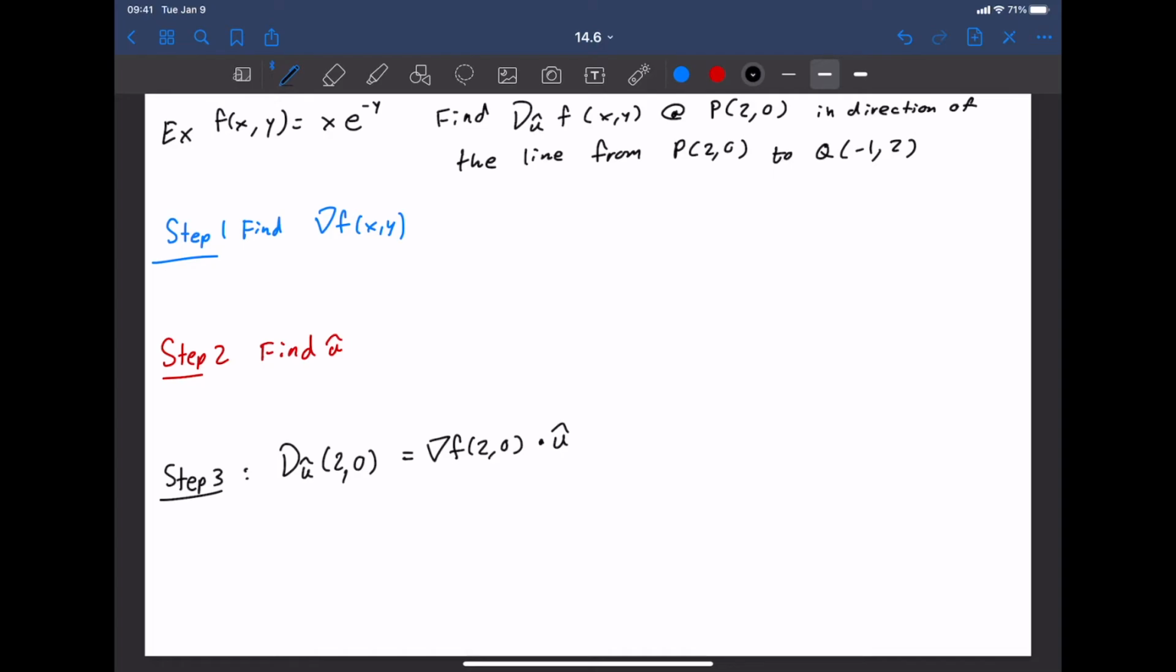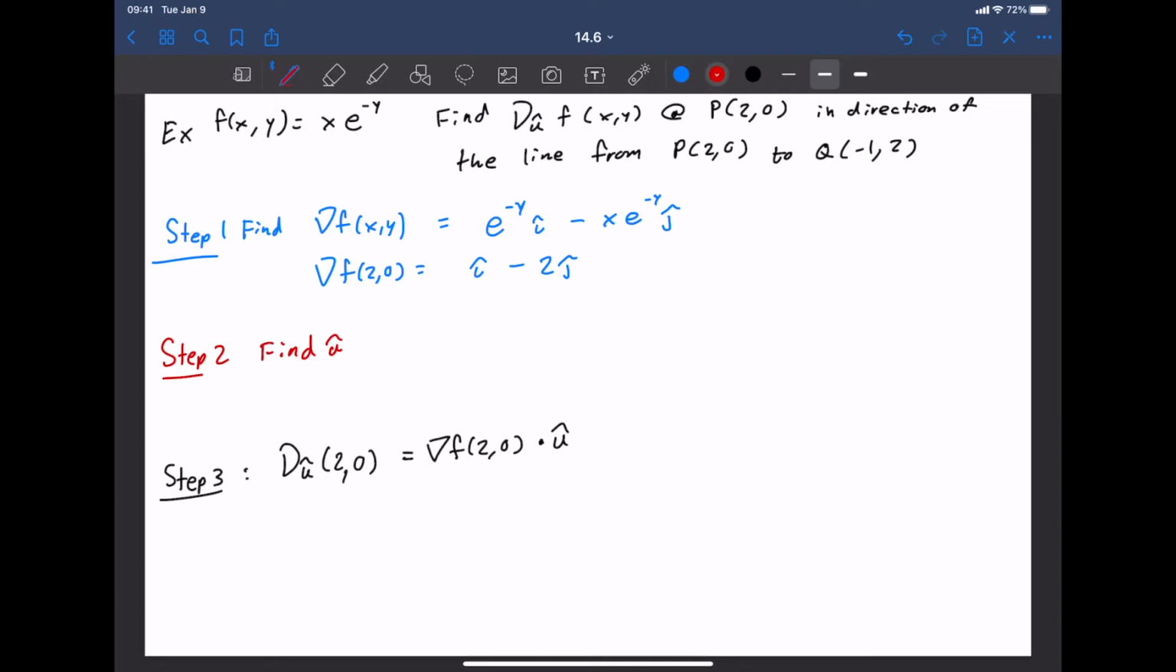3, 2, 1. The gradient vector, if you're careful with your differentiation, should have been the vector e to the negative y, keeping the x as a variable and treating e to the negative y as a constant, minus x e to the negative y. Now we're holding the x as a constant and taking the derivative of the exponent. The chain rule component is what gives me this negative. And so at the point (2, 0), we're talking about i hat minus 2 j hat. That's not a unit vector, just to be clear. The gradient vector does not have to be a unit vector. Okay?